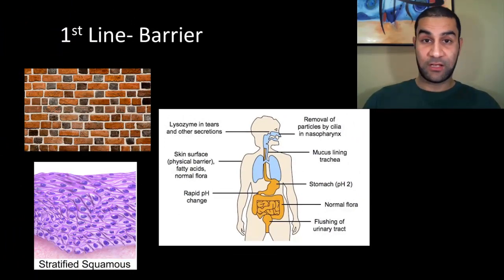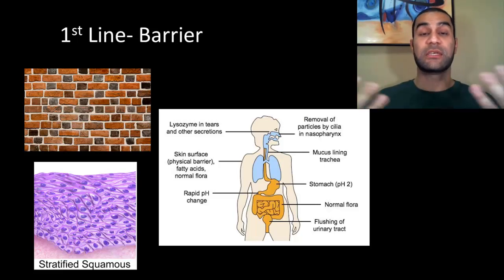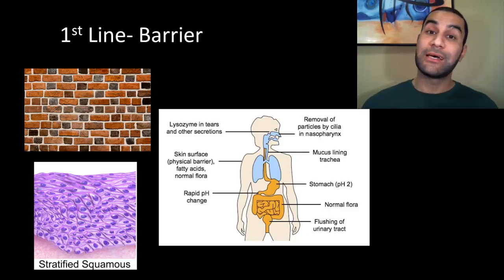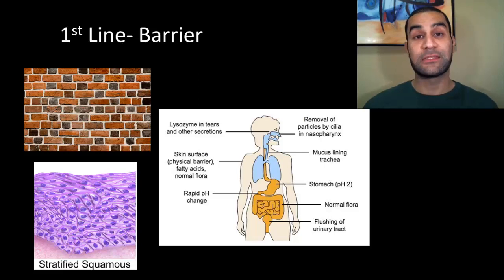Even before we talk about your immune system really responding at all, it's just a barrier at this point. All the different ways your body blocks things from getting in. Now if something does happen to get through this first line of defense, now the immune system is going to have to work a little bit harder to try to keep your body safe.